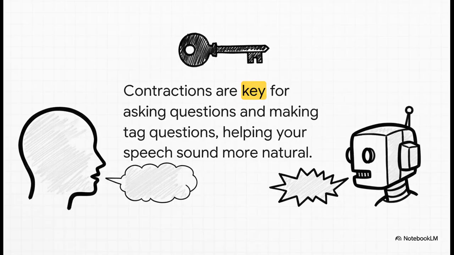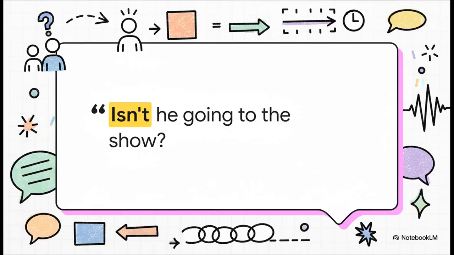And these shortcuts aren't just for making statements. They are absolutely essential if you want to ask questions that sound natural and not robotic. For a direct question, the contraction usually comes right at the beginning. So instead of the super formal, is he not going to the show? We just say, isn't he going to the show? It's just quicker, and it's what you'll hear every day.